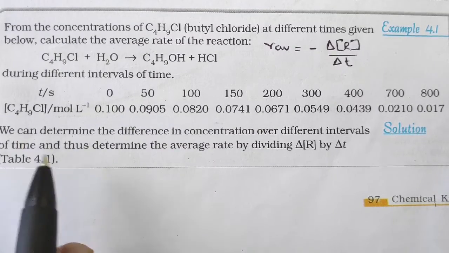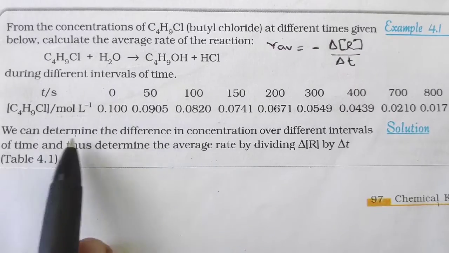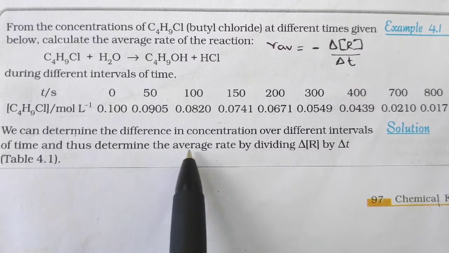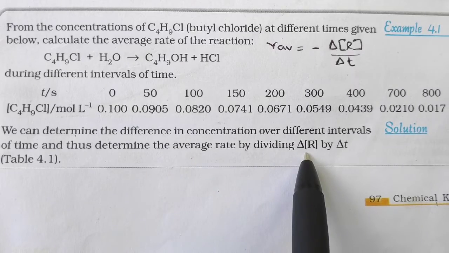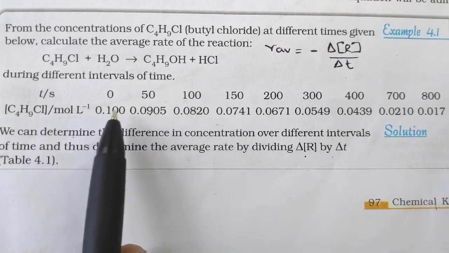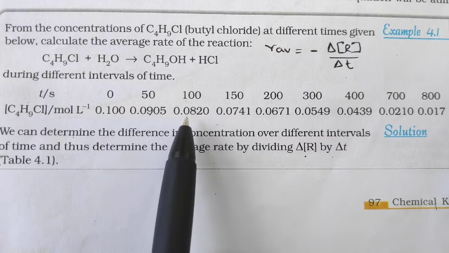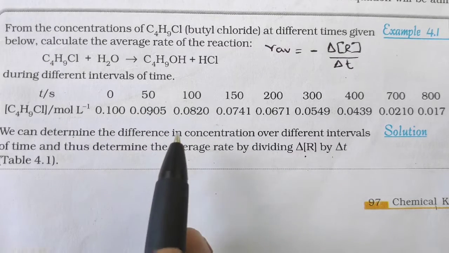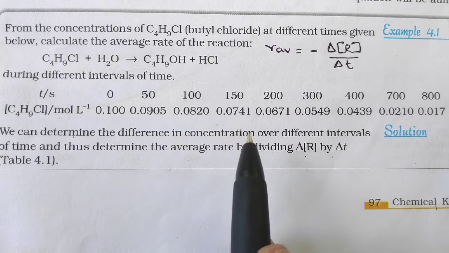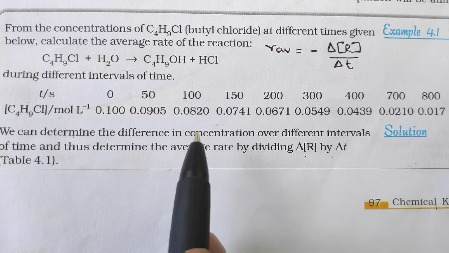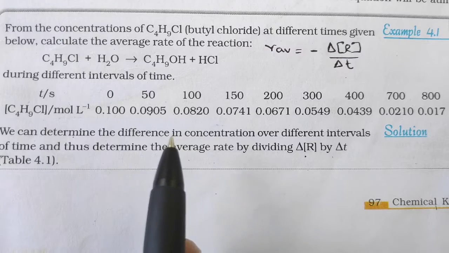Now when we start solving this, we can determine the difference in concentration over different intervals of time and thus determine the average rate by dividing delta R by delta T. A few observations are given, and based on this we will be calculating these numericals. Beside this page they have directly given the values, but how those values are derived, that we will see by calculation.